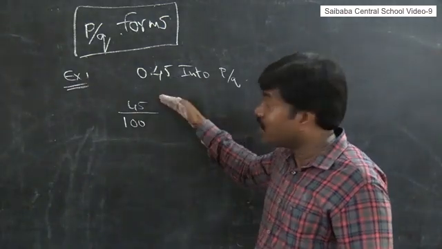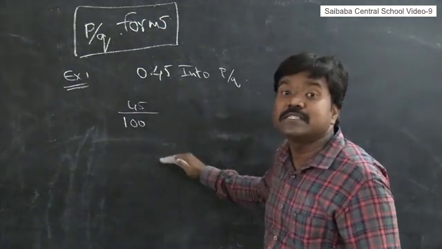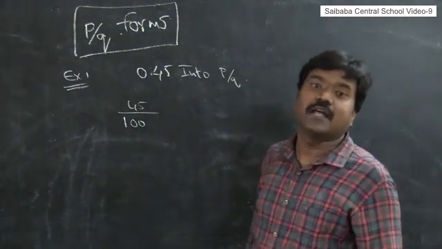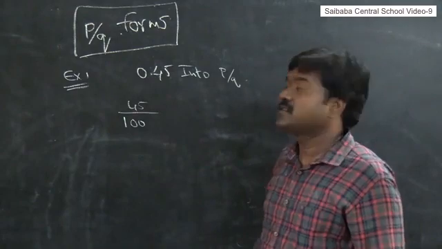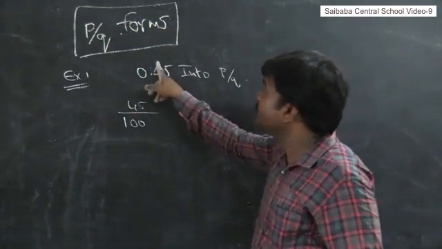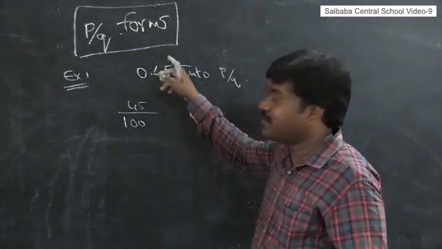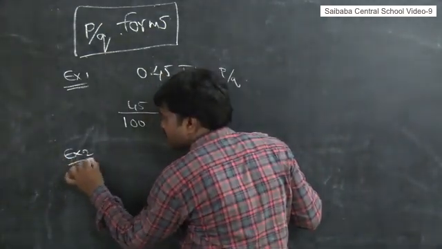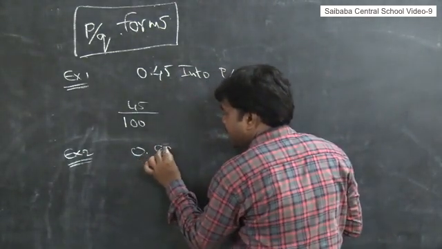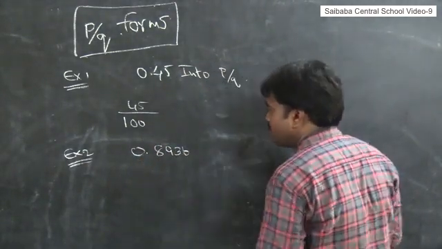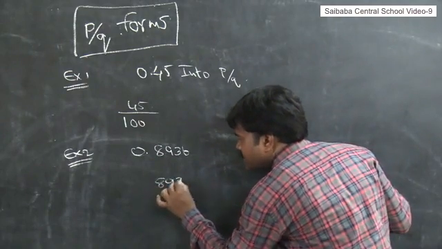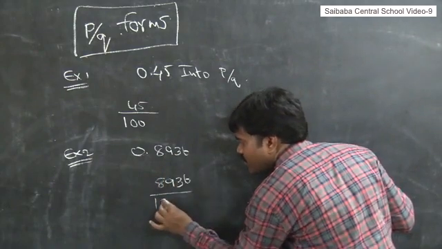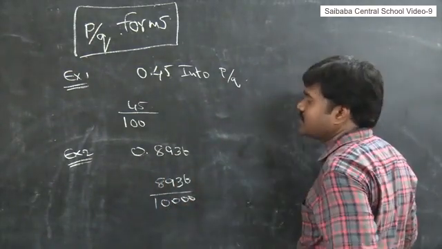There is no bar. We are doing this for numbers without bars, without repetitions. Non-terminating repeating decimals are a different approach. Here there is no bar and no repetition. 45 by 100. One more question. Example 2. 0.8936. Then what is the answer? 8936 by, instead of the point, 1 with 4 places, 1, 2, 3, 4 zeros. That's it, this is the answer.